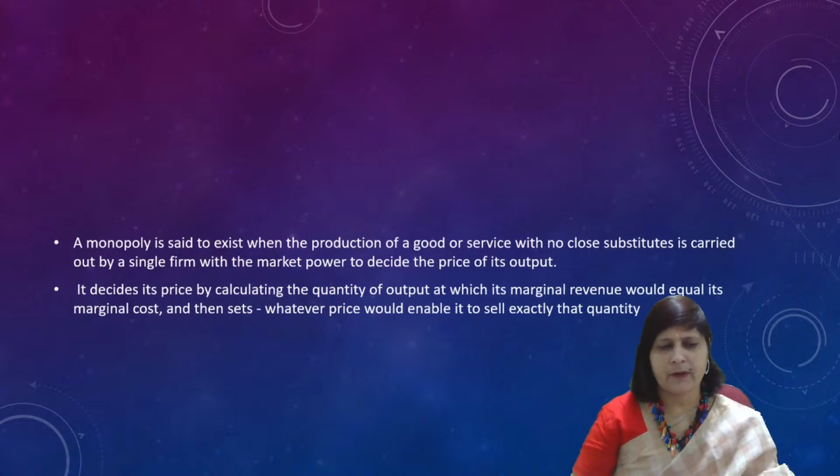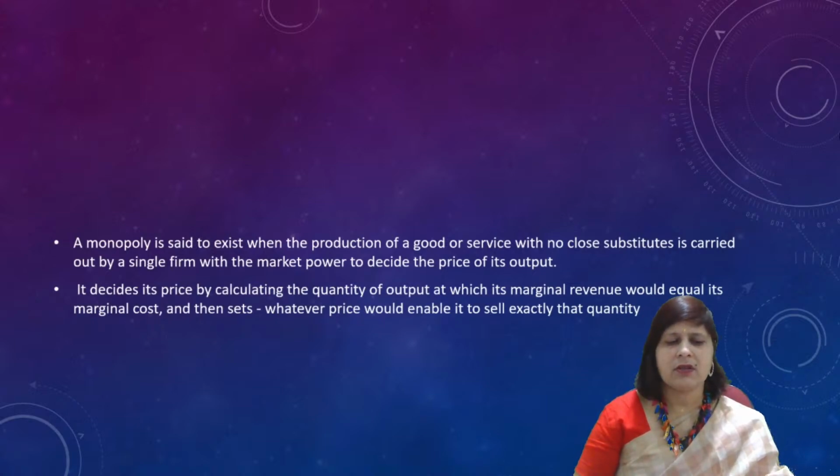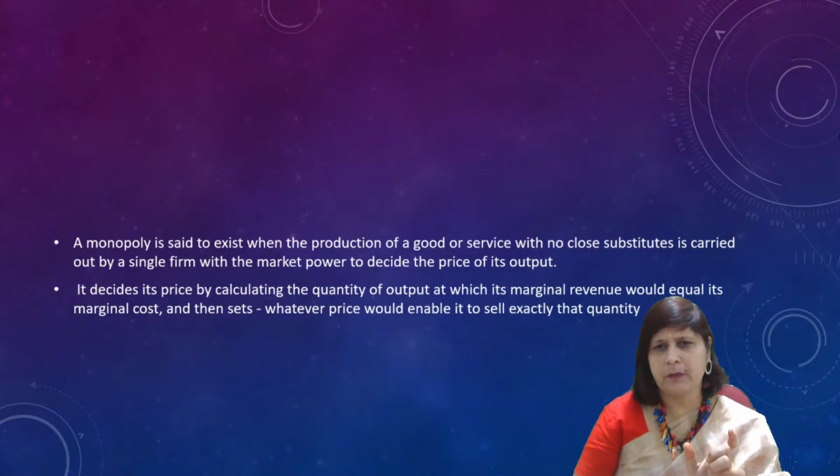sell my product. It decides its price by calculating the quantity of output at which its marginal revenue would equal its marginal cost, and then sets whatever price would enable it to sell exactly that quantity. So this market is known as monopoly market.